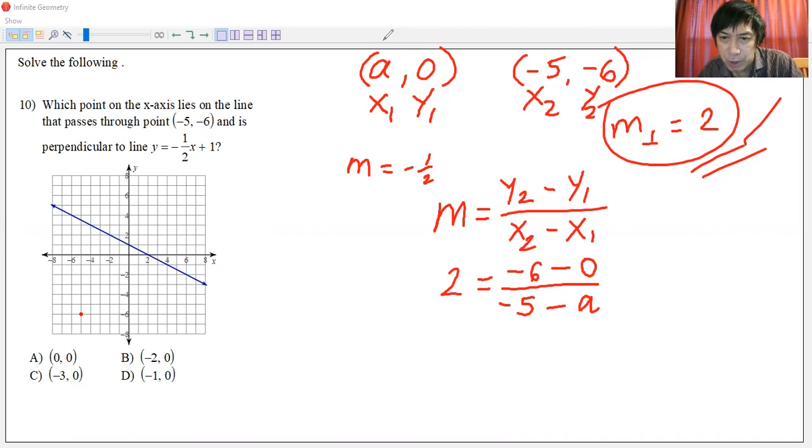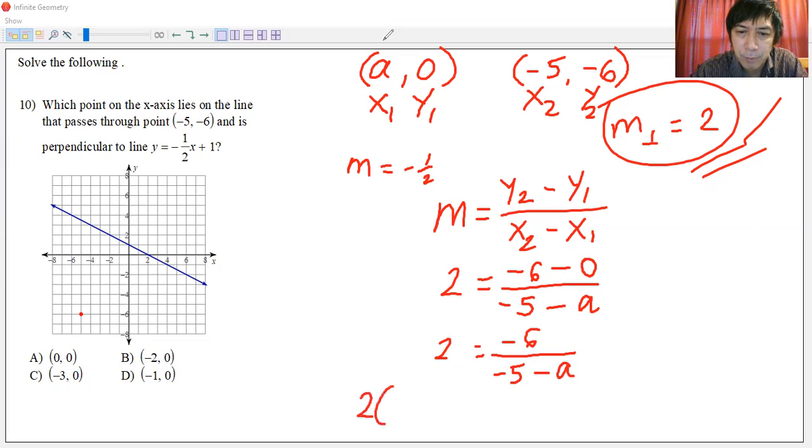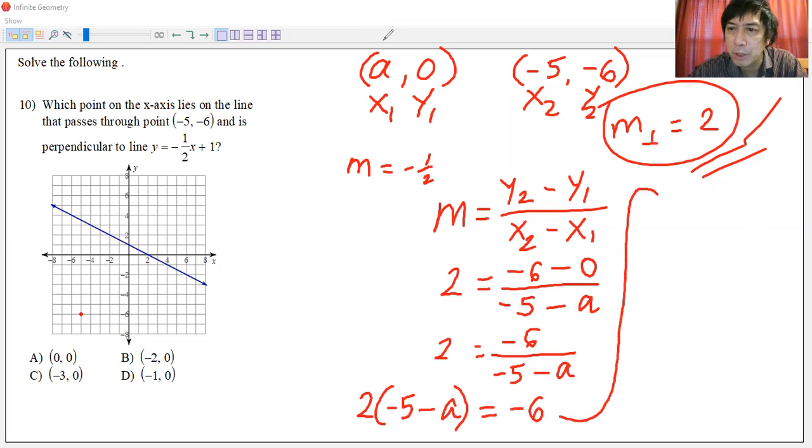All right, so simplify this first. We will have 2 is equal to negative 6 over negative 5 minus a, and then cross multiply, okay? Cross multiply, we will have 2 times negative 5 minus a is equal to negative 6, there. And then we shall continue over here, okay?